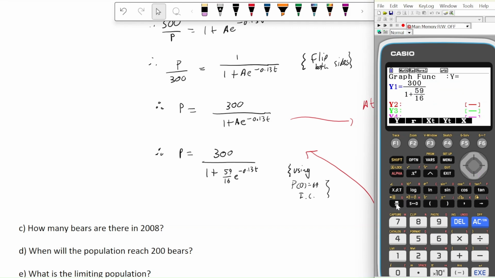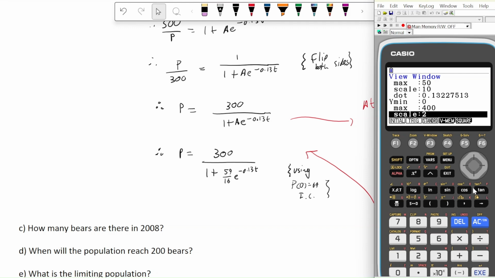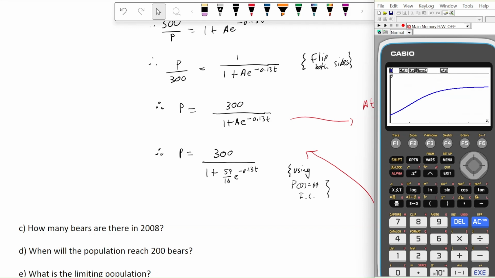Now, depending whether or not you've studied these in methods, this equation might look familiar. It's a logistic function. So what we're expecting is some exponential growth shape at the start, and then it should level off to a limiting value. Now let's fix our window. So maybe 0 to, let's go for 50 years maybe. And 0 to, well, if you know about logistics, you'll know 300 is the maximum value. But let's go 400 just so we can see the whole thing. There we go. We get a lovely graph of bear population.